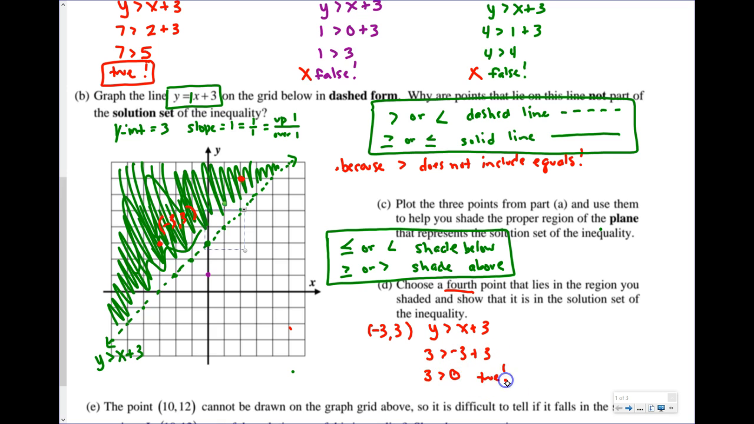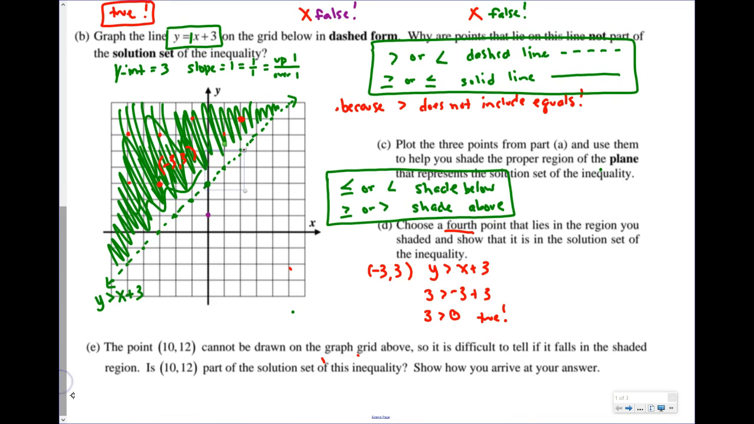Yes, it is true. Any point I picked, I could have picked this point, I could have picked that, I could have picked any of these red points. They'd all be part of the solution set because they're in the shaded area. Okay? Very weird graphing, which is why I was saying this lesson's a little challenging. We're going to do some more practice with it here.